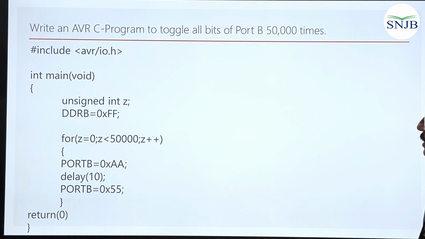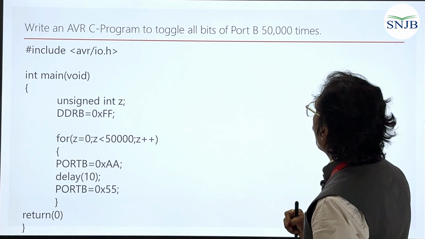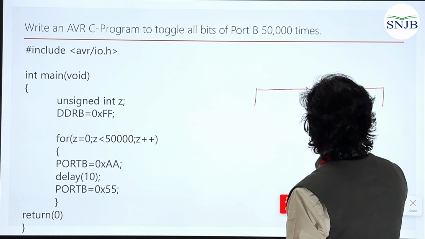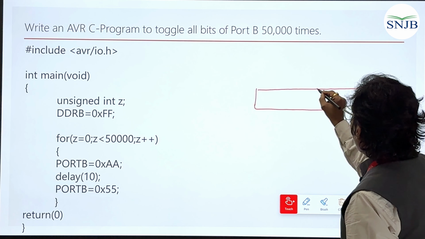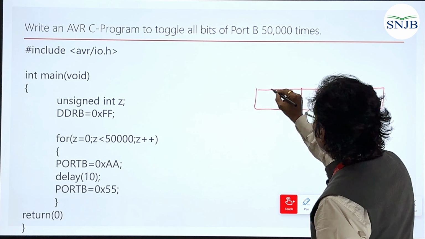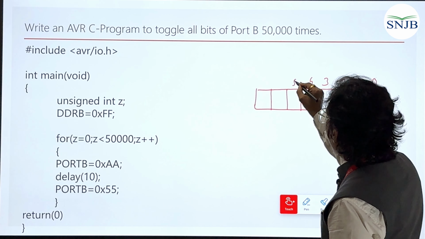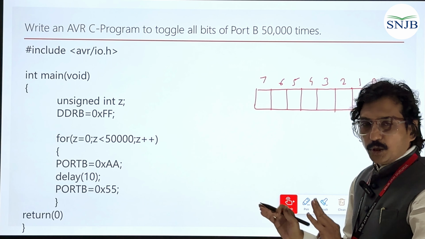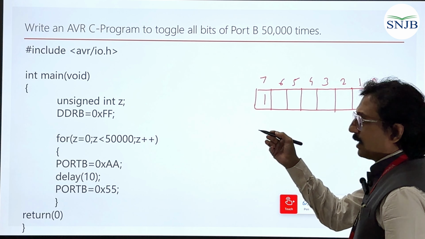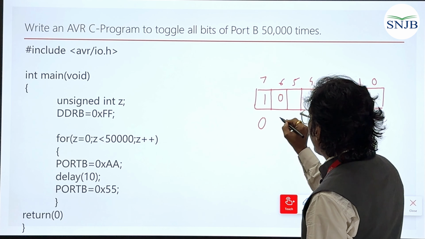Now the next program: toggling the bits on the port B. For example, this is port B, which is of 8 bits, and this is the LSB, 1, 2, 3, 4, 5, 6 and 7. So toggling the bits means if in the previous state this was 1, then in the next state it becomes 0, and if this is 0, then it becomes 1.